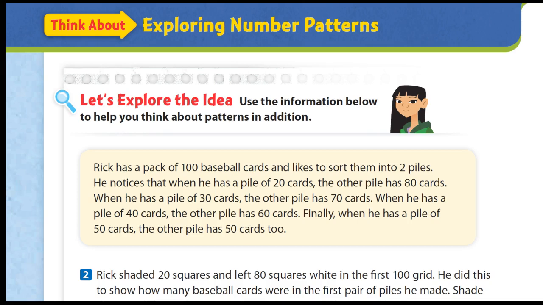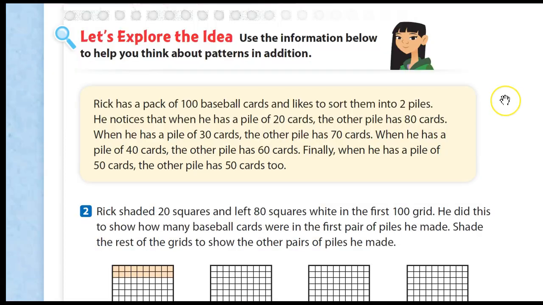Okay, we're continuing on lesson 7. It says explore number patterns. Again, just a little bit of review of what we did before. It says use the information below to help you think about patterns in addition now. In addition, it says Rick has a pack of 100 baseballs. That's important information for us to know.